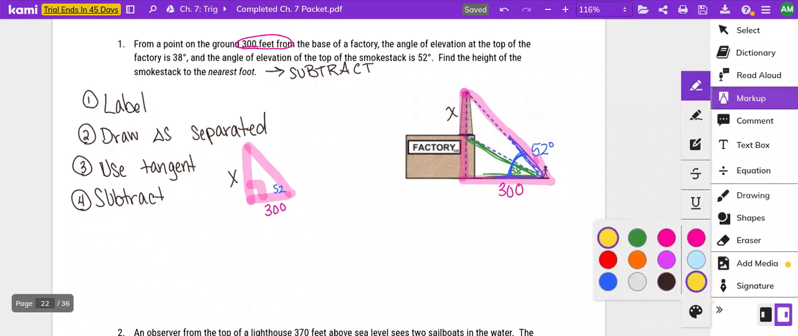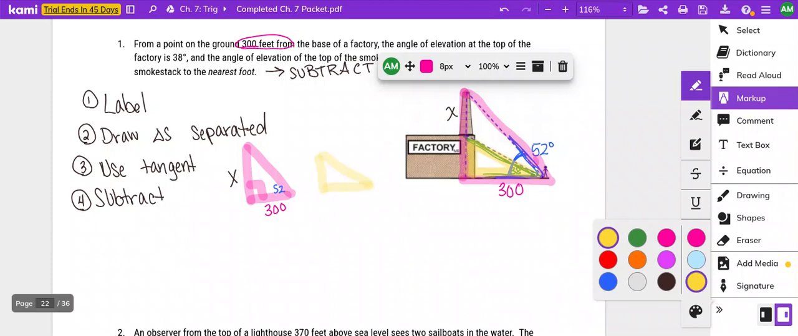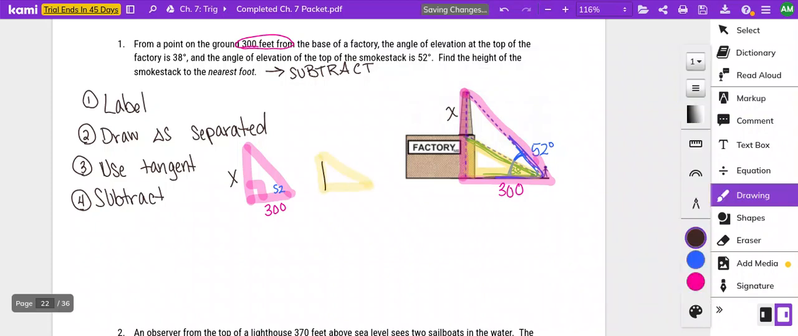Then I'm going to look at my other triangle, my much smaller triangle down here. And I'm going to redraw that triangle. The bottom is 300. I need 38. And then I'm going to need to find this side because this is where they overlap. And that's what I'm going to need to subtract.